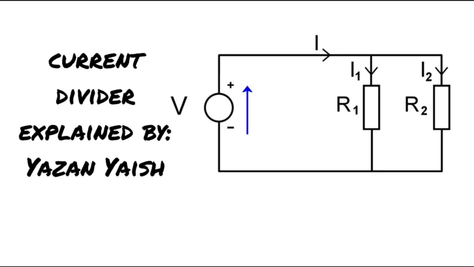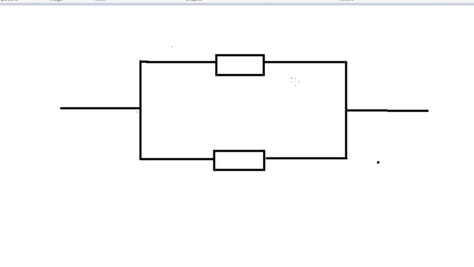When resistors are connected in parallel, the total current entering the junction splits between the branches. The current divider rule helps us calculate how much current flows through each branch. A parallel circuit is a circuit where components are connected in different branches, as we can see here. But at the same time, they're connected between two nodes, as we can see clearly here.